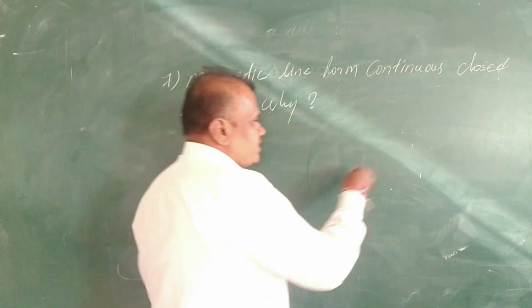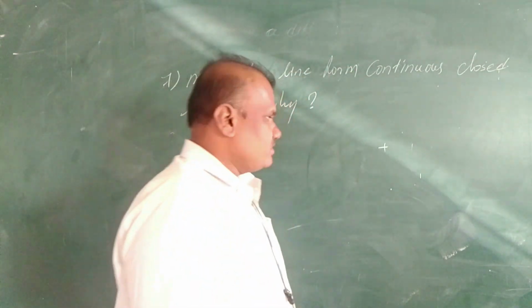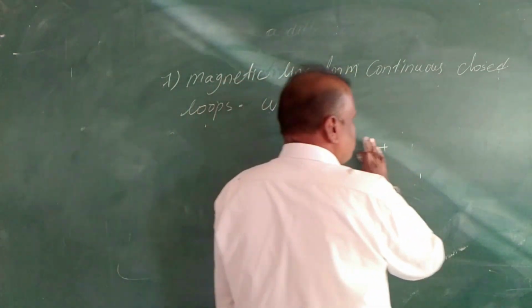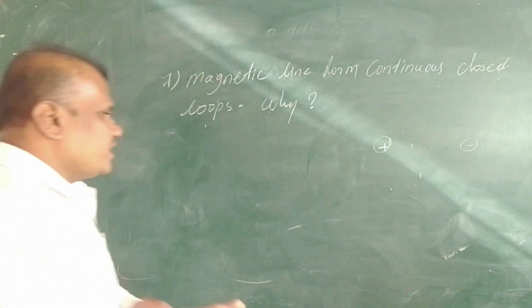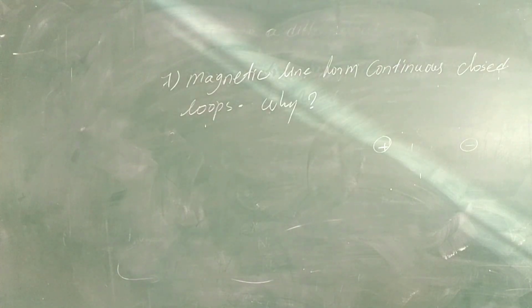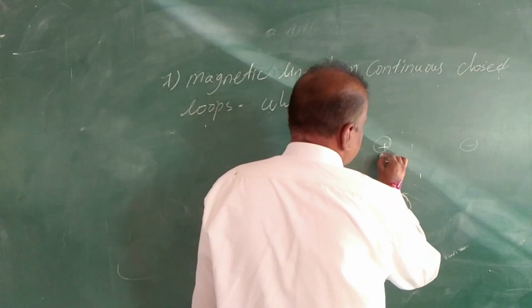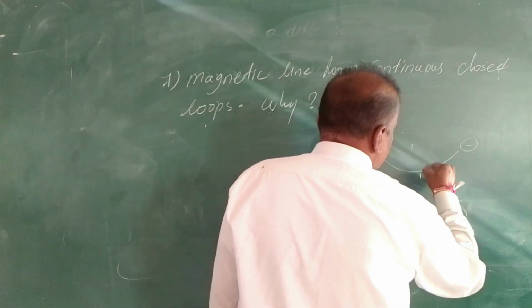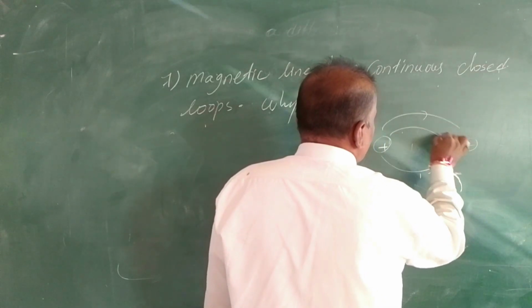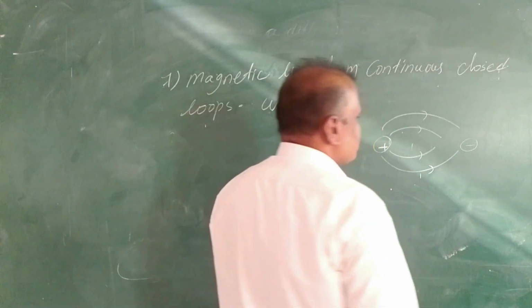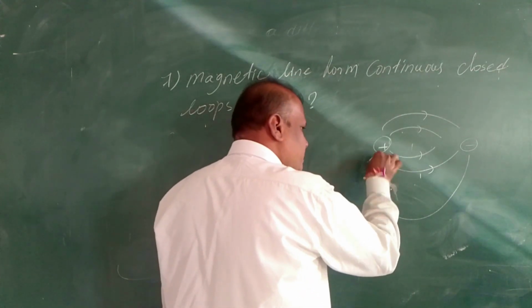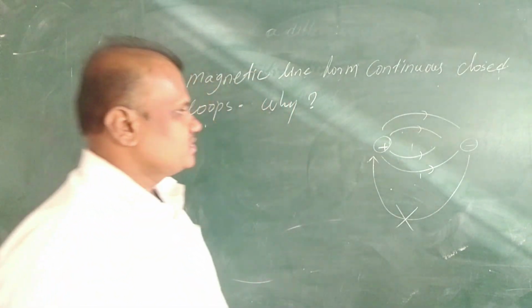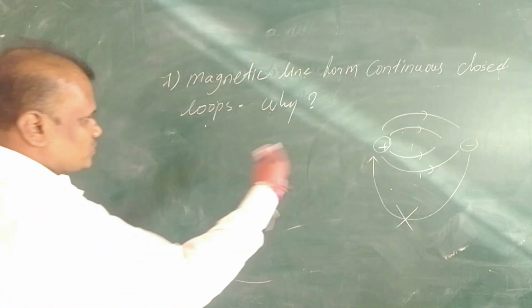For example, in case of electricity, that is electrostatics, we have positive polarity and negative polarity. So the lines of force, in case of electricity, will always be from plus to minus. The lines of force in electricity from minus to plus do not exist. That is the case of electrostatics.